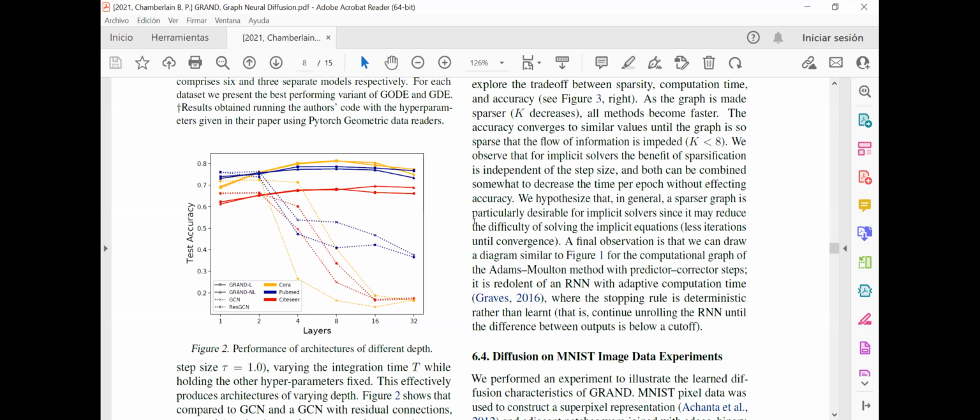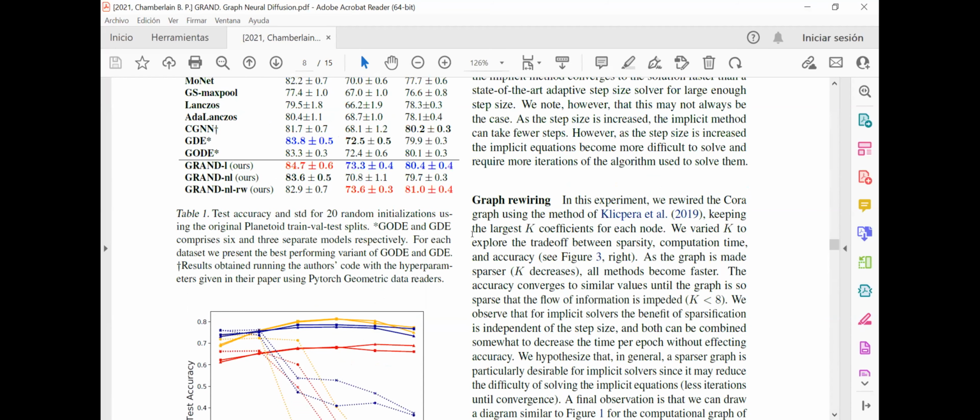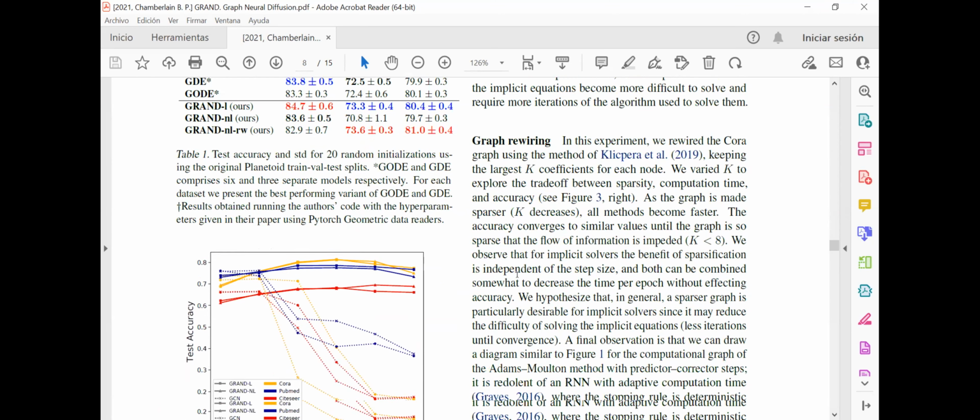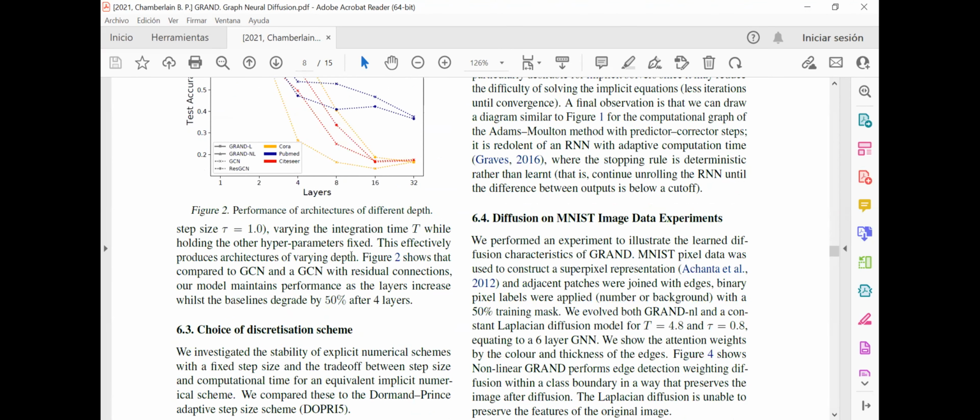If you go up a little, the figure underneath the figure, so figure 2 shows underneath. If you go below, just graph convolutional networks and graph convolutional networks with residual connections. Our model. So I assume that our model means with diffusion maintains performance as the layers increase.